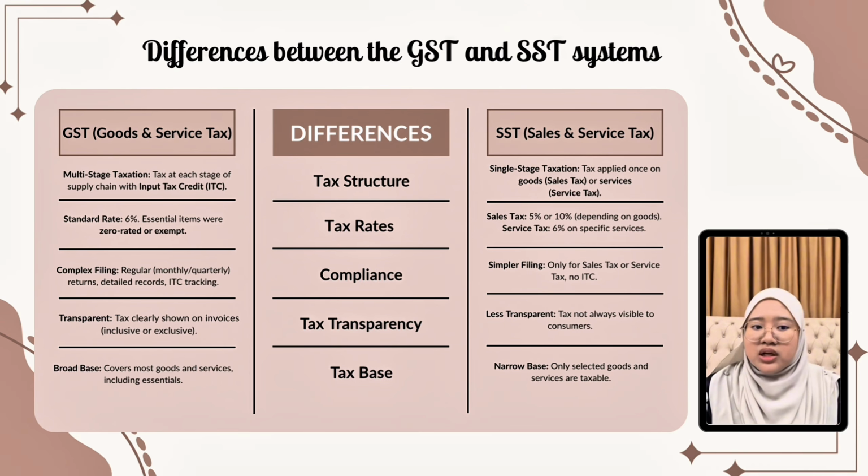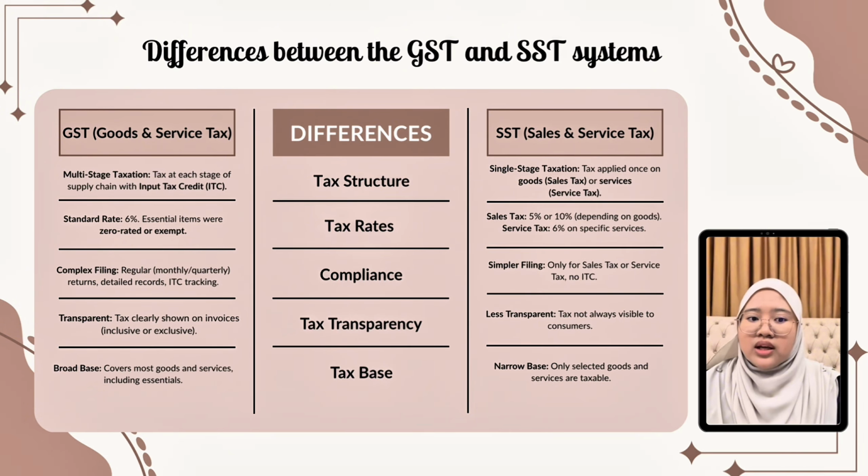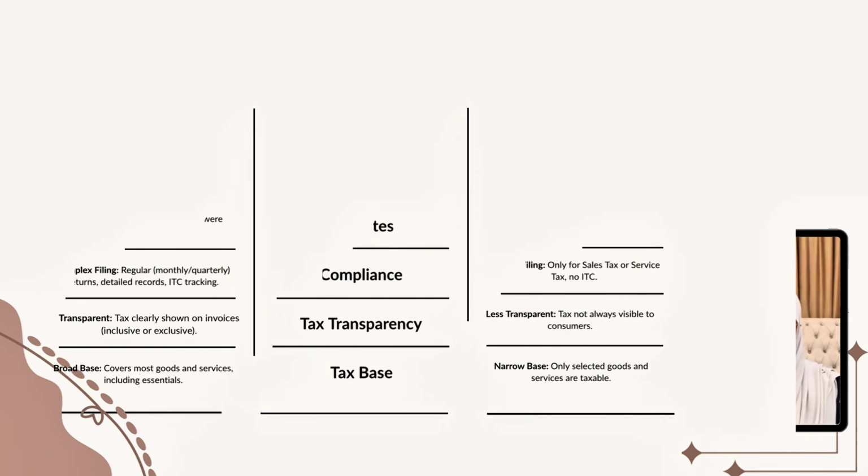Next one is transparency. GST is more transparent. The tax is shown clearly on the invoice. SST is less transparent. Sometimes customers do not see the tax. Lastly, the tax base. GST covers almost everything, including daily items. SST only covers selected goods and services.